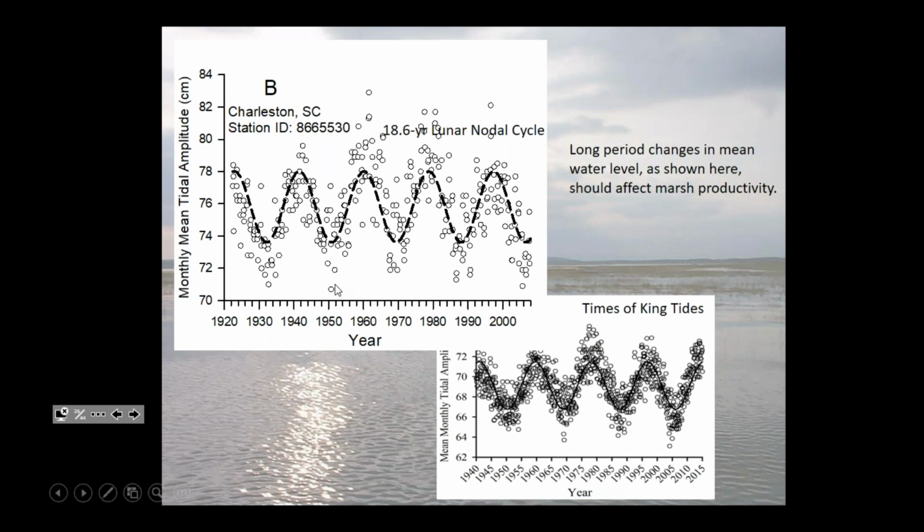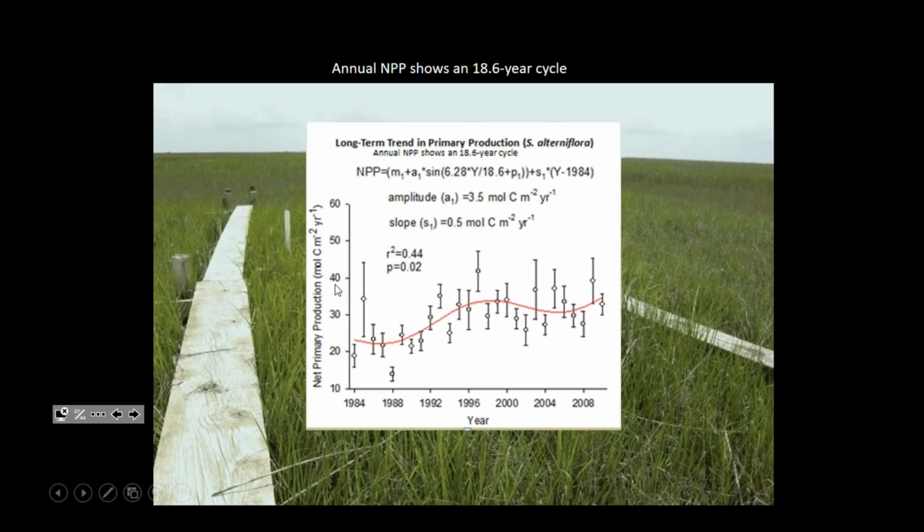So now the question is, this is a pretty significant change in flooding that occurs. Does the marsh respond to this? Well, it should, if the theory is right. And I took our productivity data, and at least the first half of it looks like this. And there's an 18.6 year harmonic fitted through these data. It's statistically significant. Yes, it looks like the marsh responds.